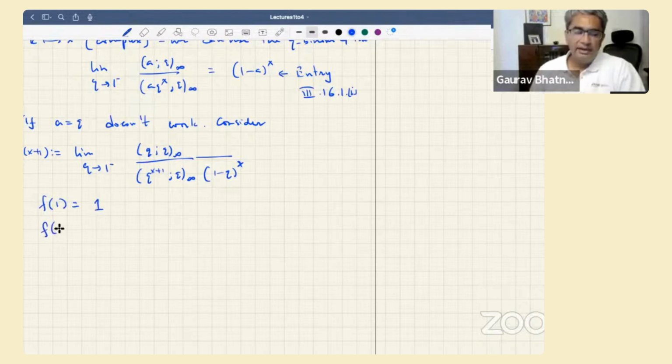What happens when x is 1? Then it is the limit as Q goes to 1. When x is equal to 1, this is Q squared. So a lot of terms cancel. And you get 1 minus Q over 1 minus Q raised to the power 1, which is 1.